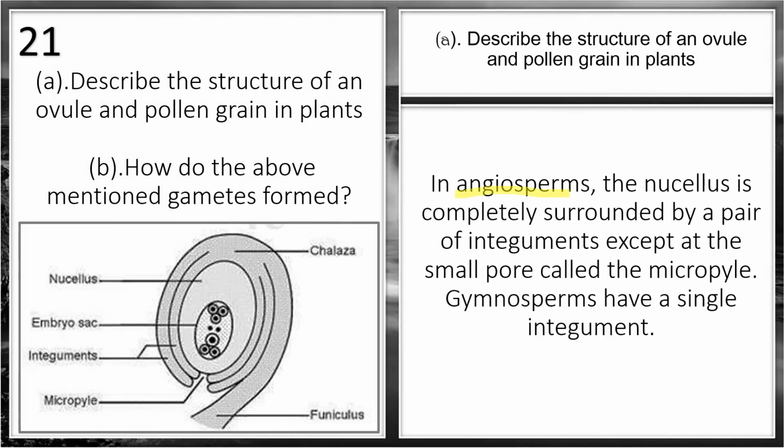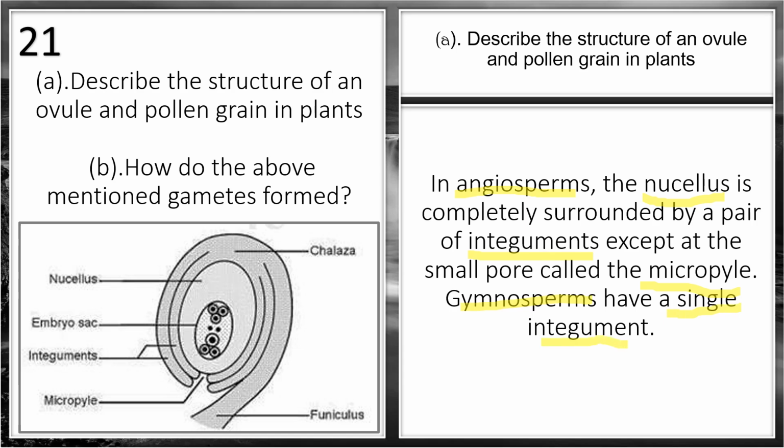In angiosperms, those are flowering plants, the nucellus is completely surrounded by a pair of integuments, except at the small pore called the micropyle. In gymnosperms, they have a single integument.